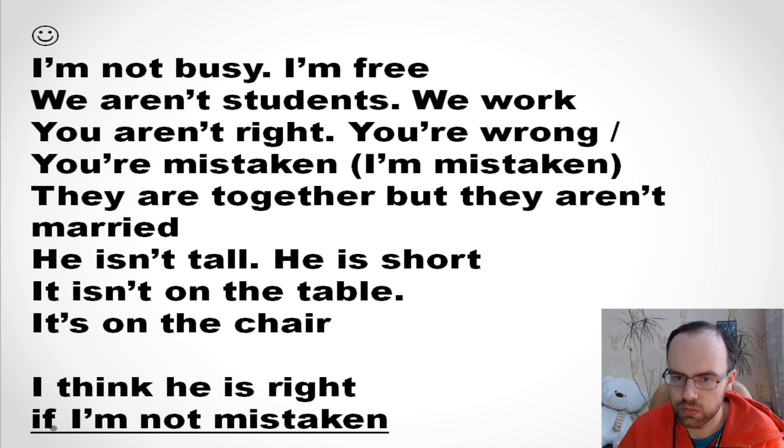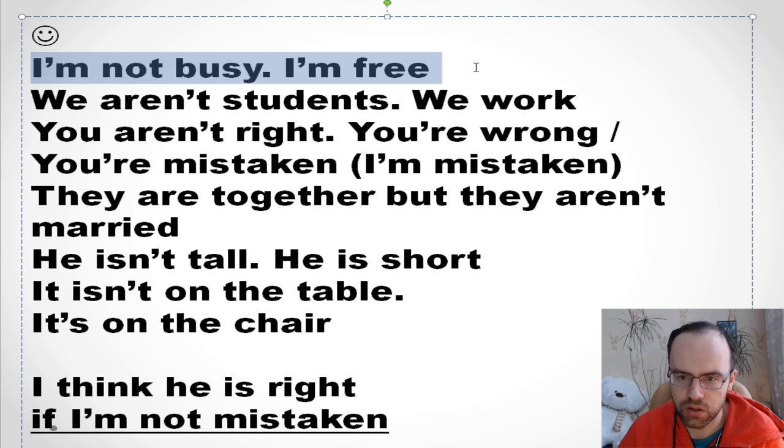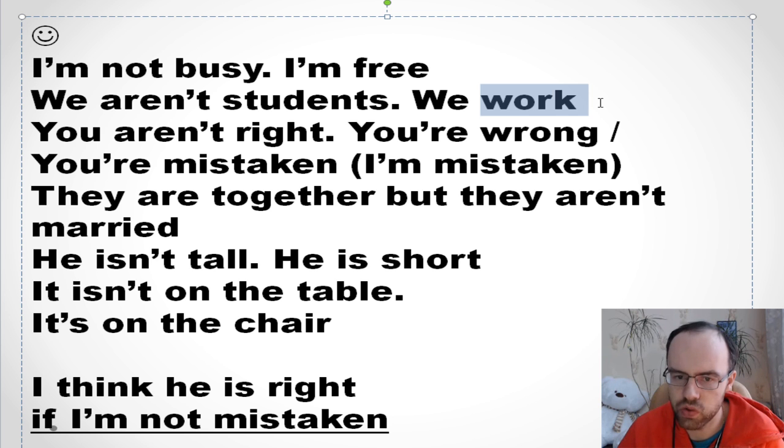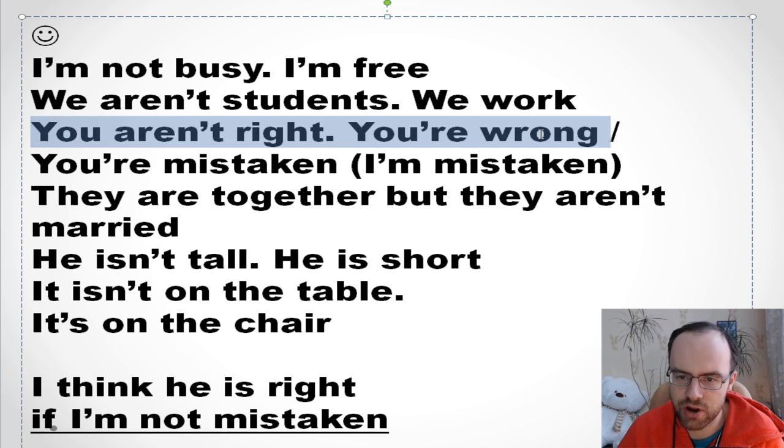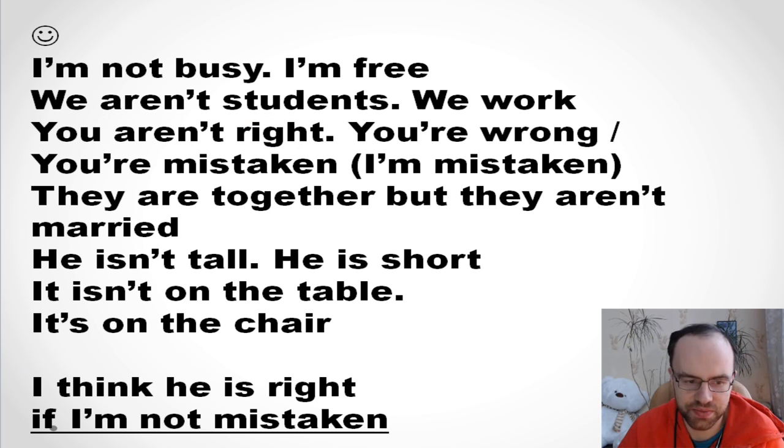I'm not busy. I'm free. We are students. We work. So we have a verb and we don't need the form of to be. We work. You aren't right. You are wrong, or you're mistaken. I'm mistaken. They're together, but they aren't married. He isn't tall, he's short. It isn't on the table, it's on the chair. I think he's right, if I'm not mistaken.